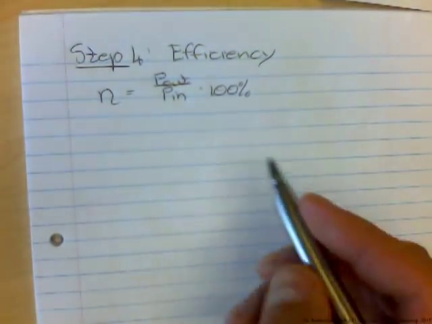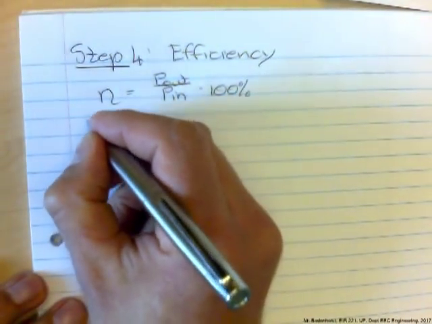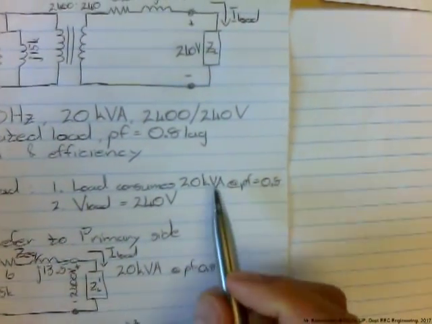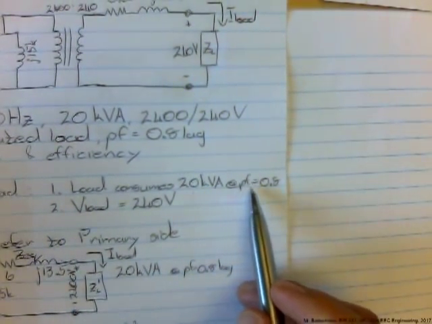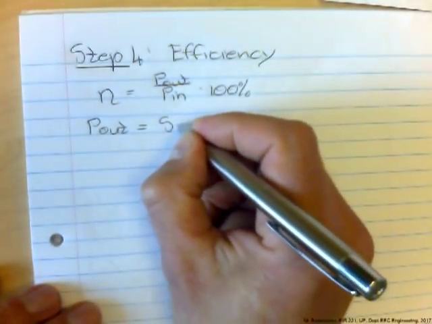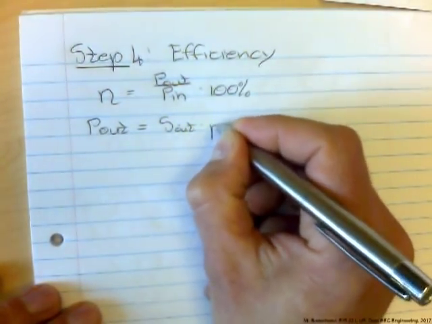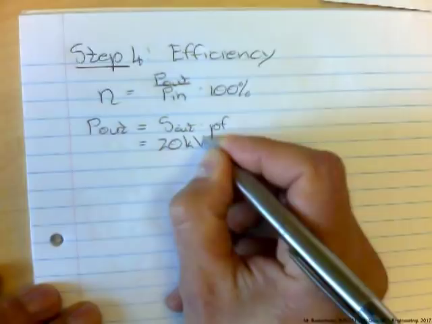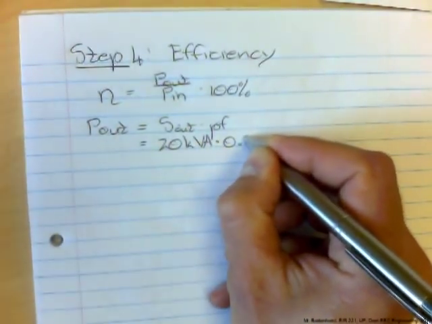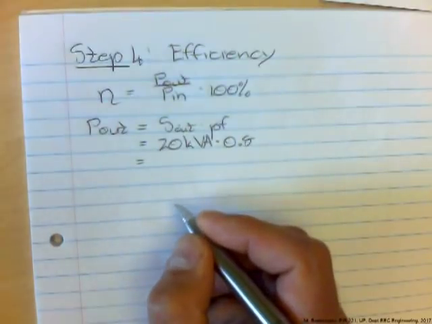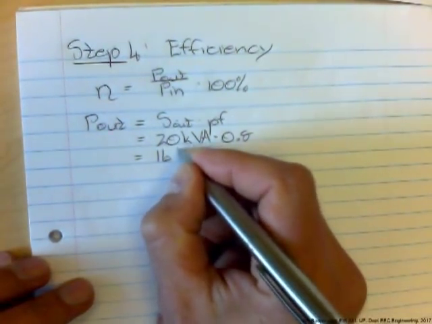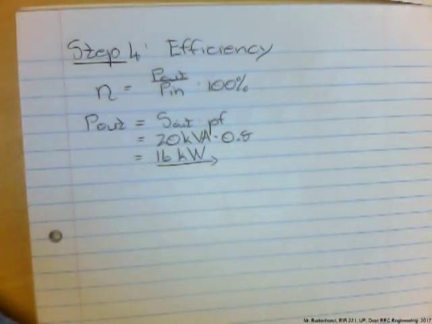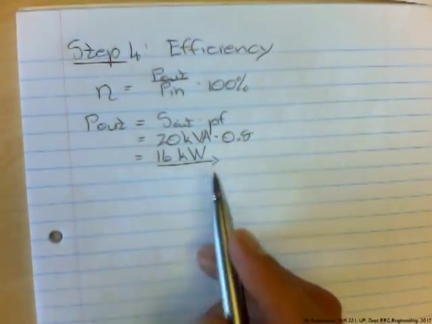So do we know what P out is? P out in our case is easy. Why so? We know that the load consumes 20 kVA at a 0.8 power factor. We know that P equals S out times power factor. So that is 20 kVA times 0.8, which tells me that P out equals 16 kilowatts. We know output power is 16 kilowatts.